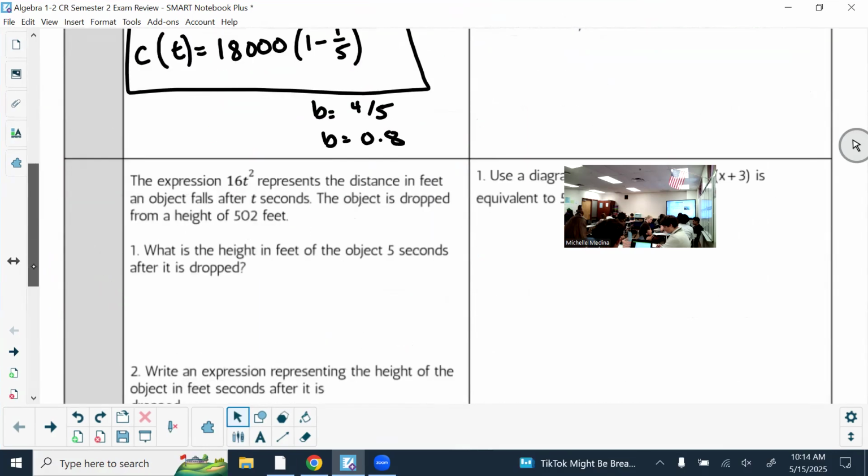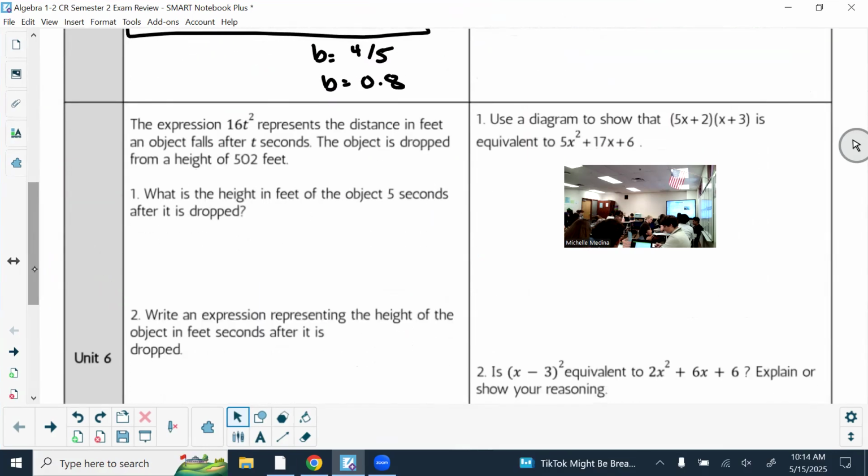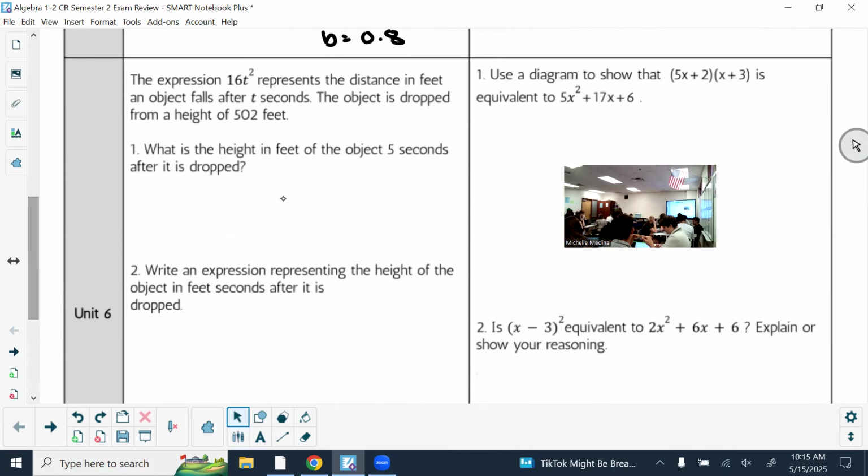Okay, so the expression 16t squared represents the distance in feet an object falls after t seconds. The object is dropped from a height of 502 feet. What is the height in feet of the object 5 seconds after it's dropped? And write an expression representing the height of the object in feet t seconds after it is dropped. So you have a few ways of going about this. I think number 2, if I were to have that expression, then I could easily answer number 1.